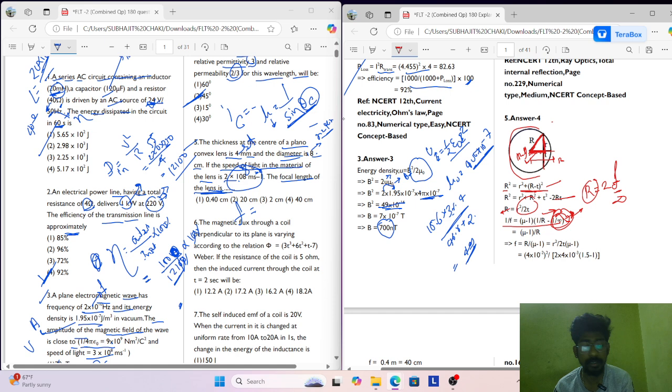So f will be equal to what? f will be equal to R divided by mu minus 1, just the reciprocal. And the value of R is r square by 2t, so f equals r square by 2t into mu minus 1. Now put all the values.